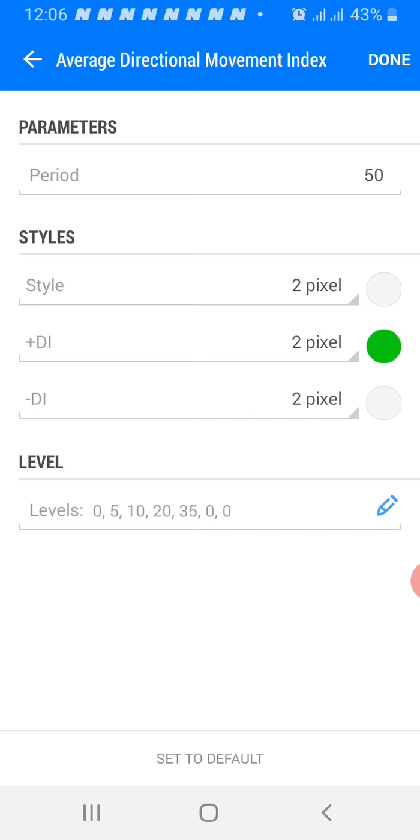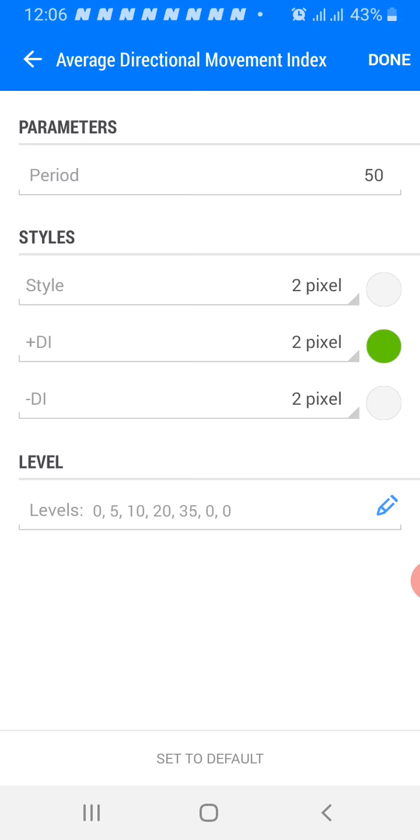The plus DI, it's also 2 pixel, but you choose the color of your choice, but I'm using green. Then the minus DI is also 2 pixel. It should be the color of your screen, just like my MT5 is white, so I'm using white. Same goes for the style. The plus DI you should use another color different from the color of your screen.